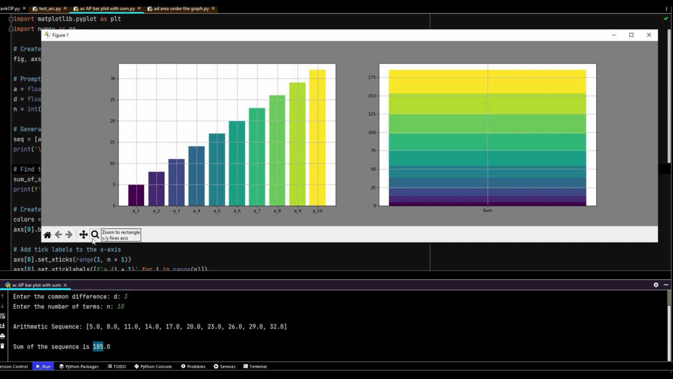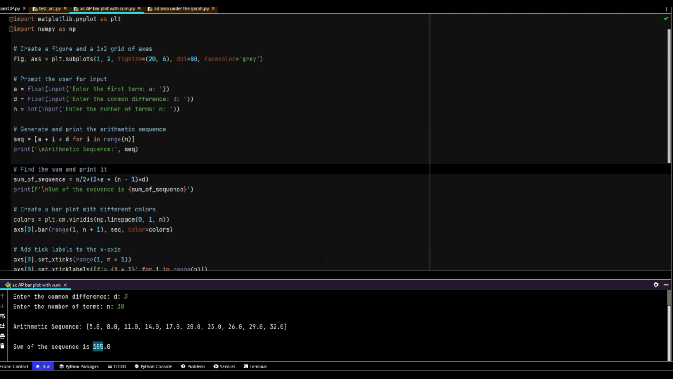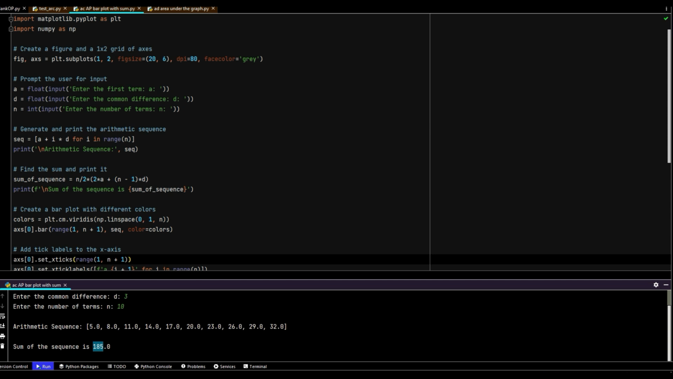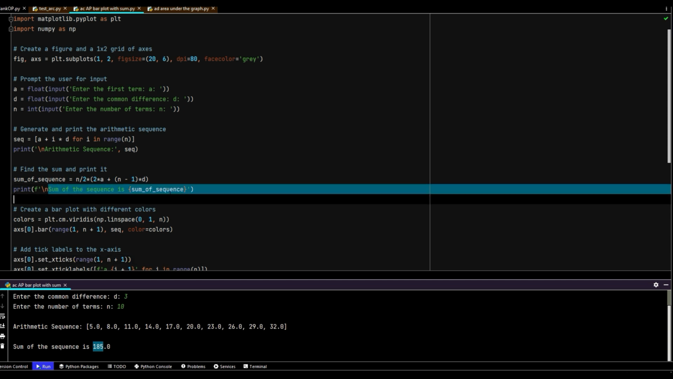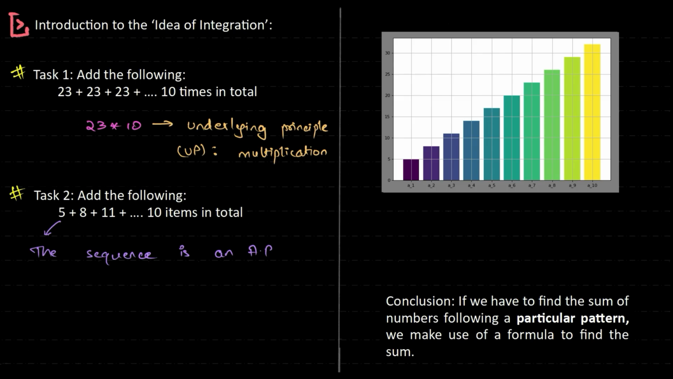Okay, so this is 175. If I zoom in over here, this is 185. But how did I get that? Well, let me go to this line of code. The sum of the sequence is over here, and basically this is it, this line: n by 2 into 2a plus n minus 1 into d. So yes, we are able to derive a formula for this particular scenario, right?